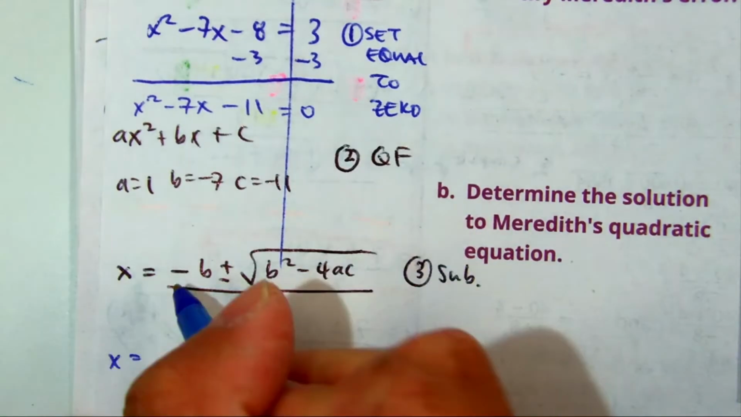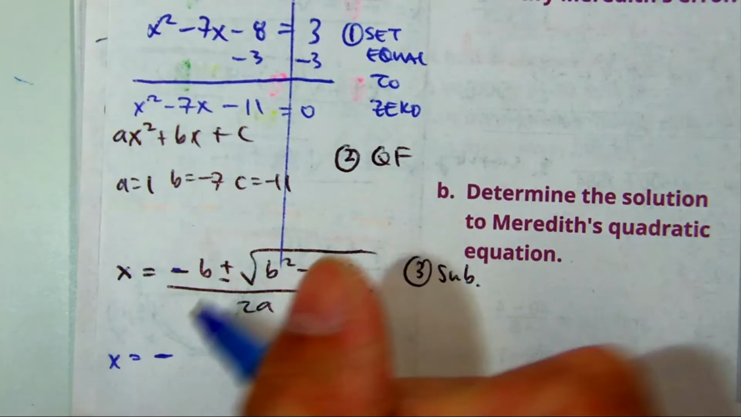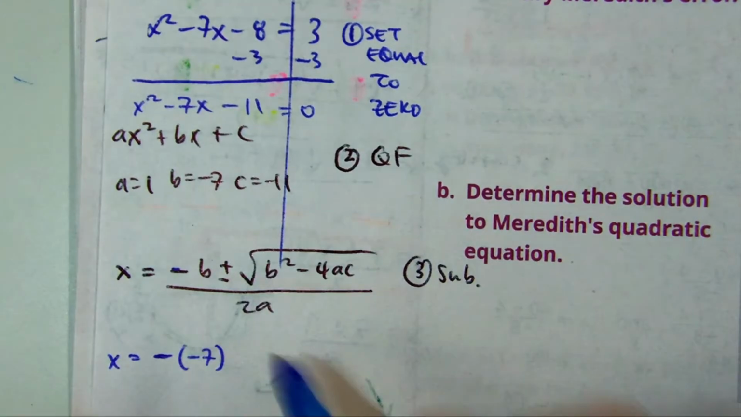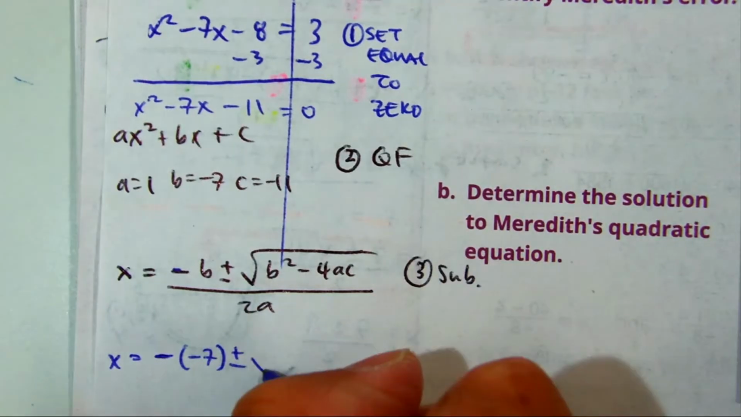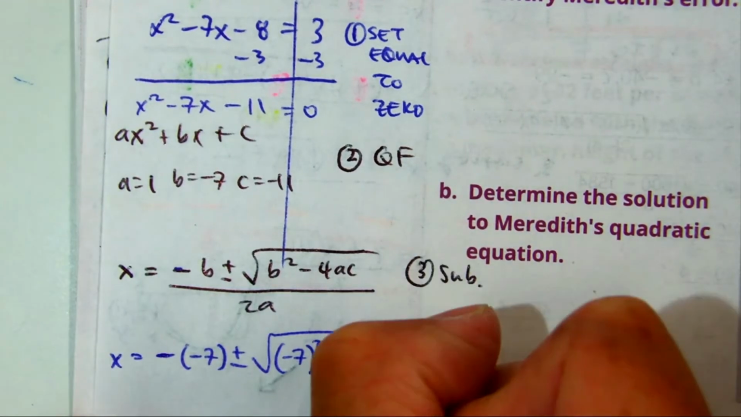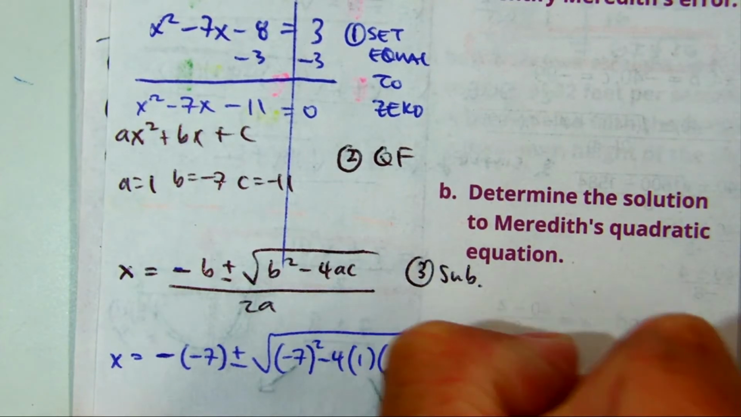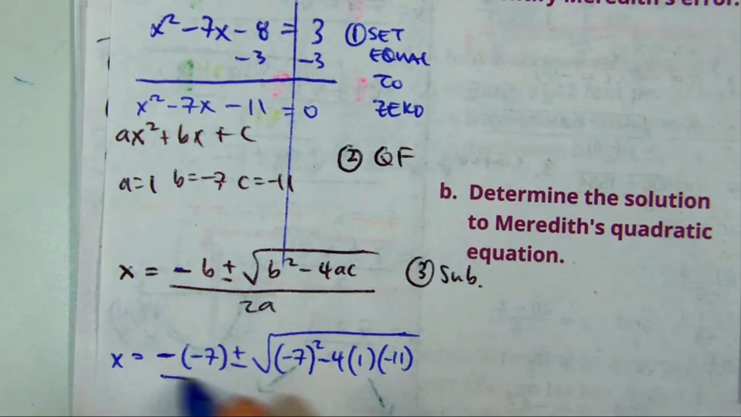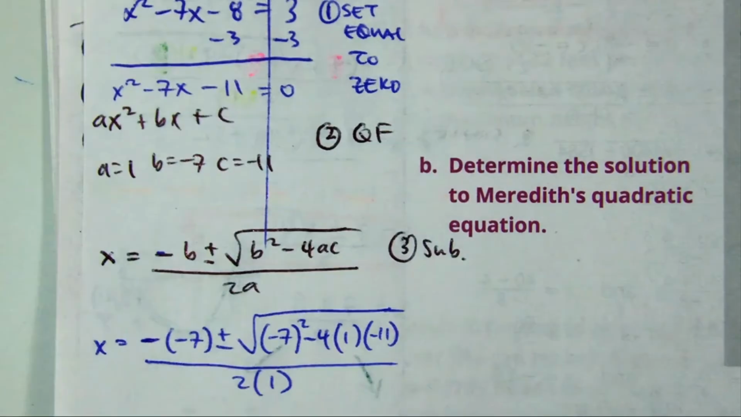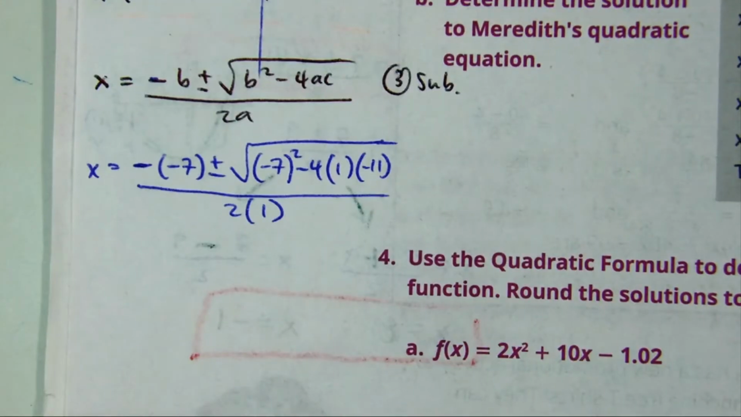So I'm going to have that minus sign, guys. You guys were talking about it, right? Yes. Now you said negative 7. Plus or minus the square root of negative 7 squared. Notice I'm using my parentheses. Minus 4 times 1 over 2 times 1. Raise your hand if you got that so far. Okay. Good job, Diego.